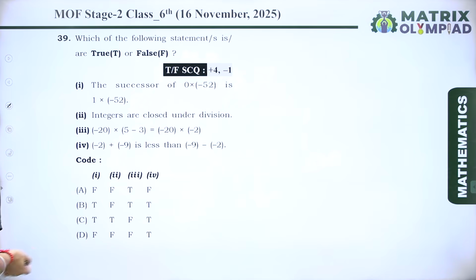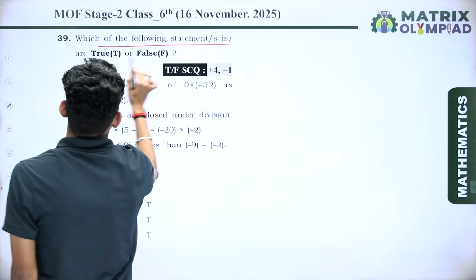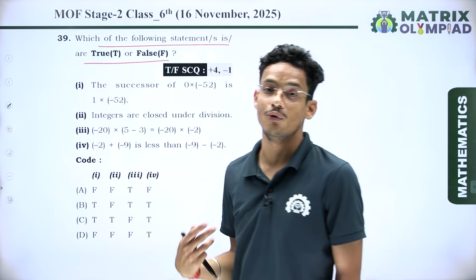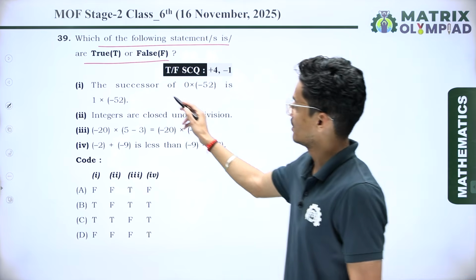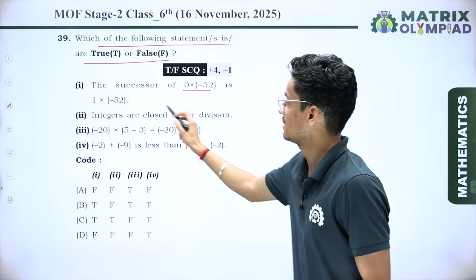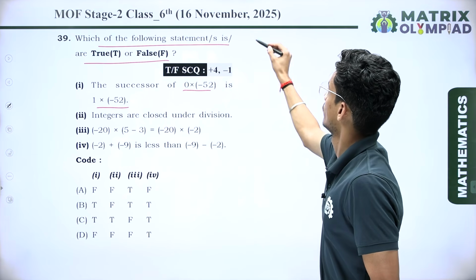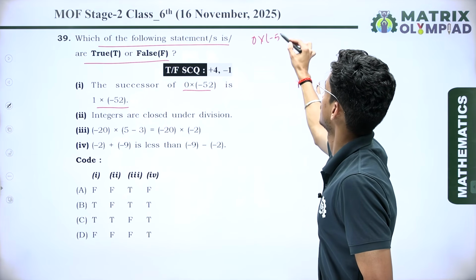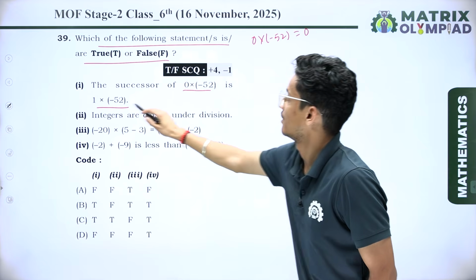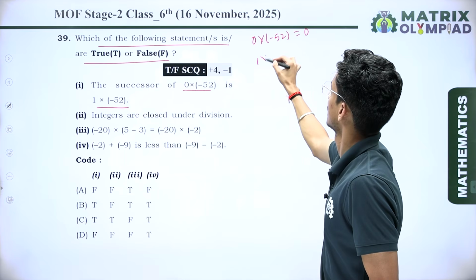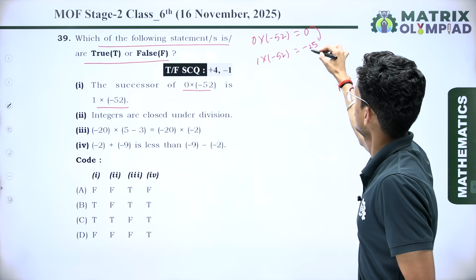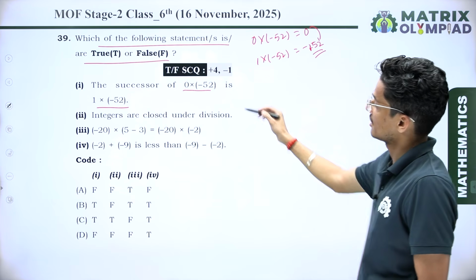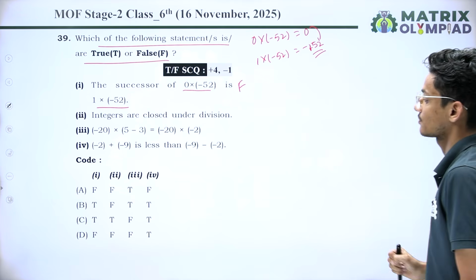So now if I talk about the next question, which of the following statements are true and false? So this question is based on statements. So the first, here we have the successor of this one is this. So we know 0 multiply minus 52, the result we get that is 0, and 1 multiply minus 52, here we get that is minus 52. So this one is not the successor. So this statement is false.